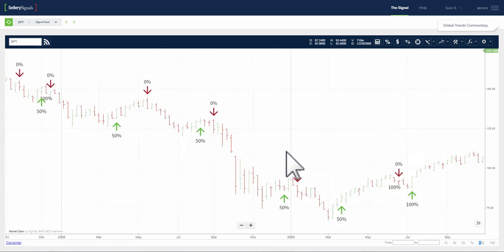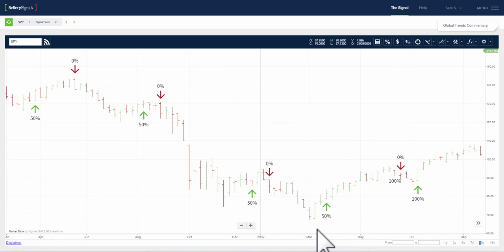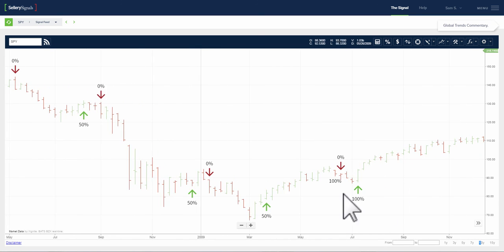And then, of course, here we are at the bottom of 2008, 2009, and we start getting long again with pretty good consistency, just 2-3 weeks right after the bottom. So that's Celery Signals Exposure.